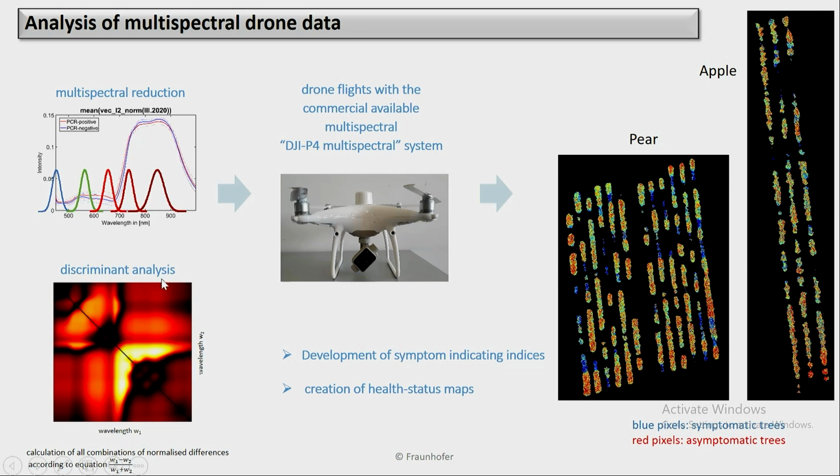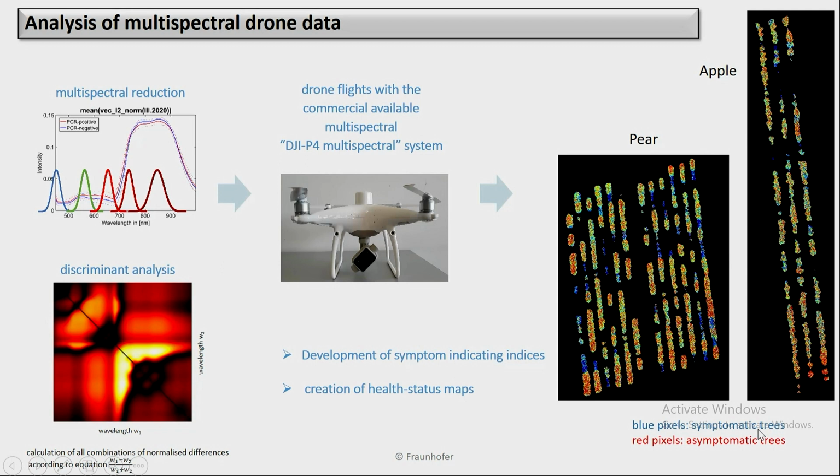This discriminant analysis comparing infected and healthy wavelengths just shows you that when it's the white color you have a very good discrimination. This is in that range we already observed. Based on these data you can establish indices and make a health status map. This is shown here for pear and apple.